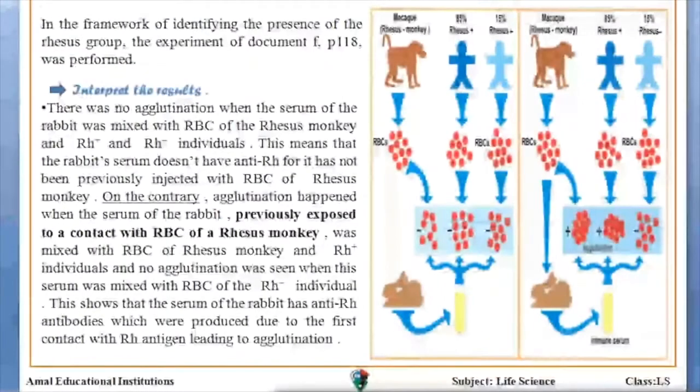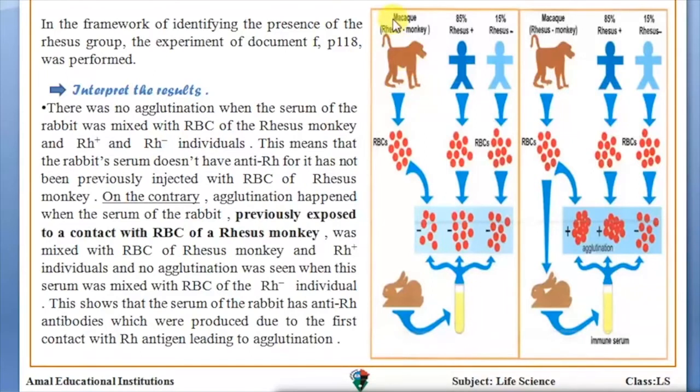In the framework of identifying the presence of the rhesus antigen on the red blood cell, experiments were performed as shown in document F on page 118 in your book. The experiment is made up of two sets. This is the first set and this is the second set. In both sets, red blood cells were removed from three different sources.